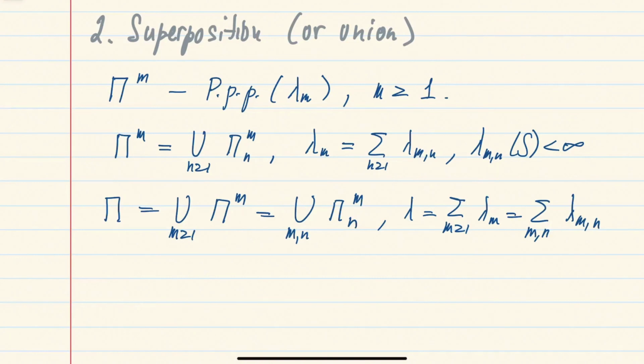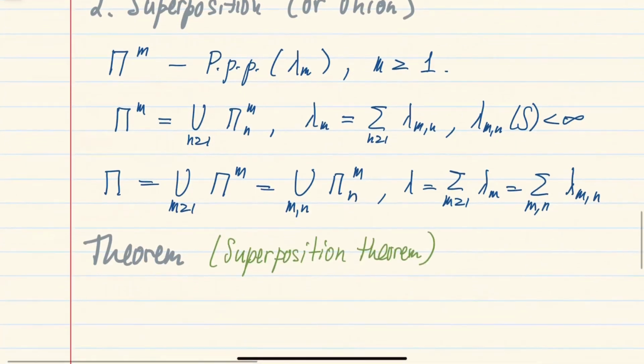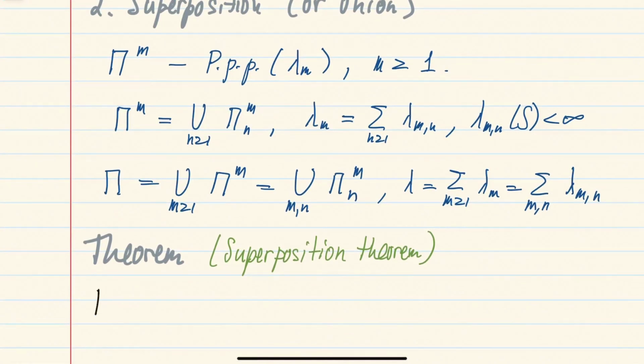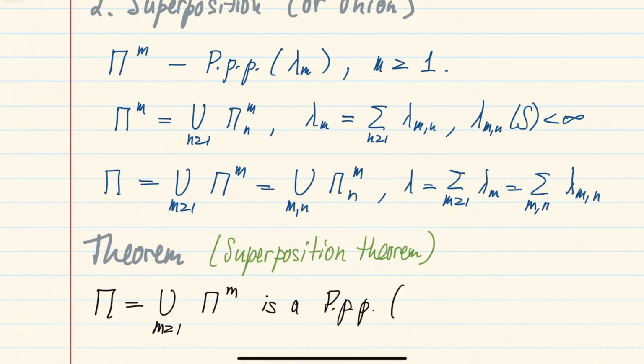Okay, and so automatically we get this theorem, which is called the superposition theorem, which states that if you take a union as above of Poisson processes, it's again a Poisson process, or Poisson point process, with the mean measure lambda given by the sum of the mean measures.